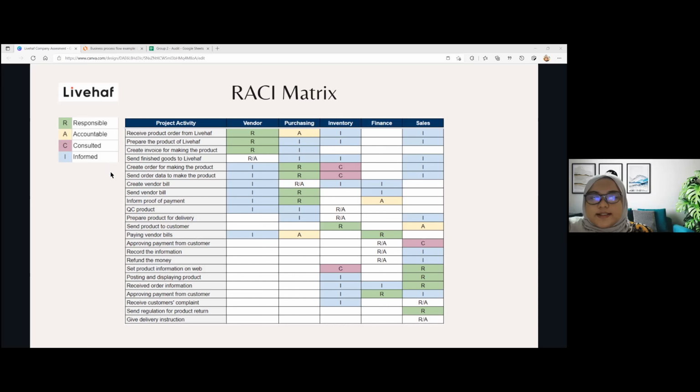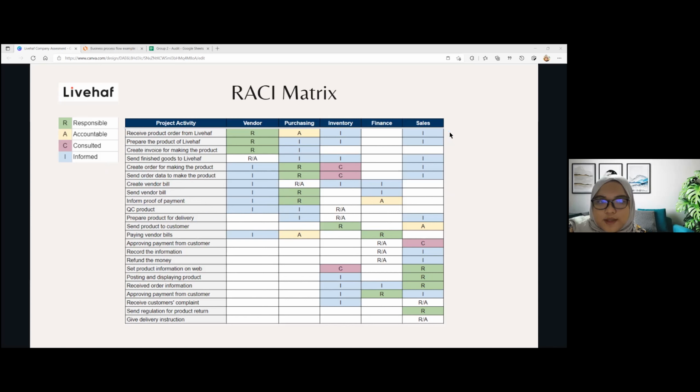Before that, this diagram is not in order like the business process. We arranged the RACI matrix based on who is responsible for each division. First, check Livehaf product stock. This means inventory should check which products and how many are available and not available.